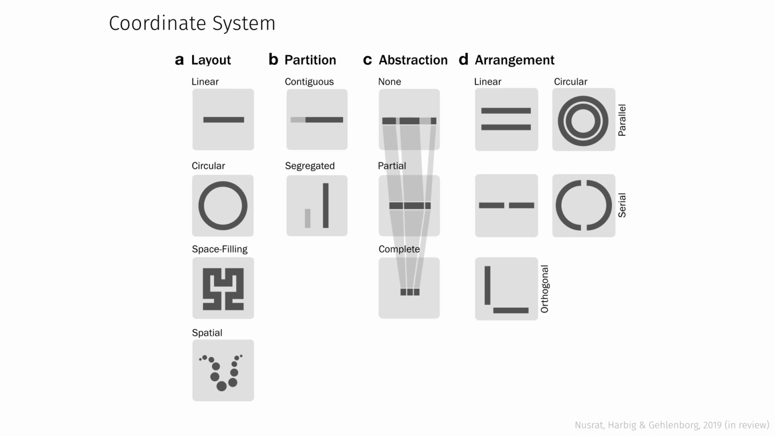Because in that case, you might just want to know which exons are part of the transcript. So that's abstraction. And finally, we can arrange these coordinate systems relative to each other. For the linear case, we can do them in parallel or in sequence, or we can also lay them out orthogonally, right? So this is 2 instances of the same coordinate system, or it could also be 2 instances.